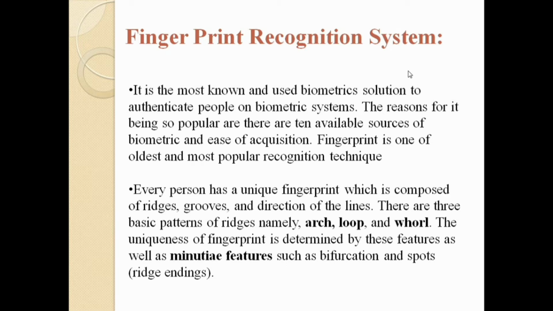There are three basic patterns of these ridges: arch, loop, and whorl. The uniqueness of a fingerprint is determined by these features, as well as minutiae features such as bifurcation, spot, and ridge endings, so that we can find someone's fingerprint very precisely. Ultimately we can take a decision and uniquely find out who it is.